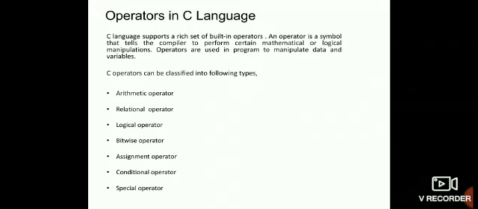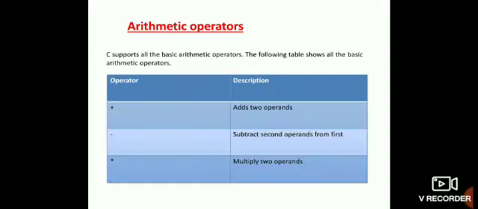There are total 7 types of operators in C language. They are as follows: arithmetic operator, relational operator, logical operator, bitwise operator, assignment operator, conditional operator, and special operator. Now let's have a look on arithmetic operator.